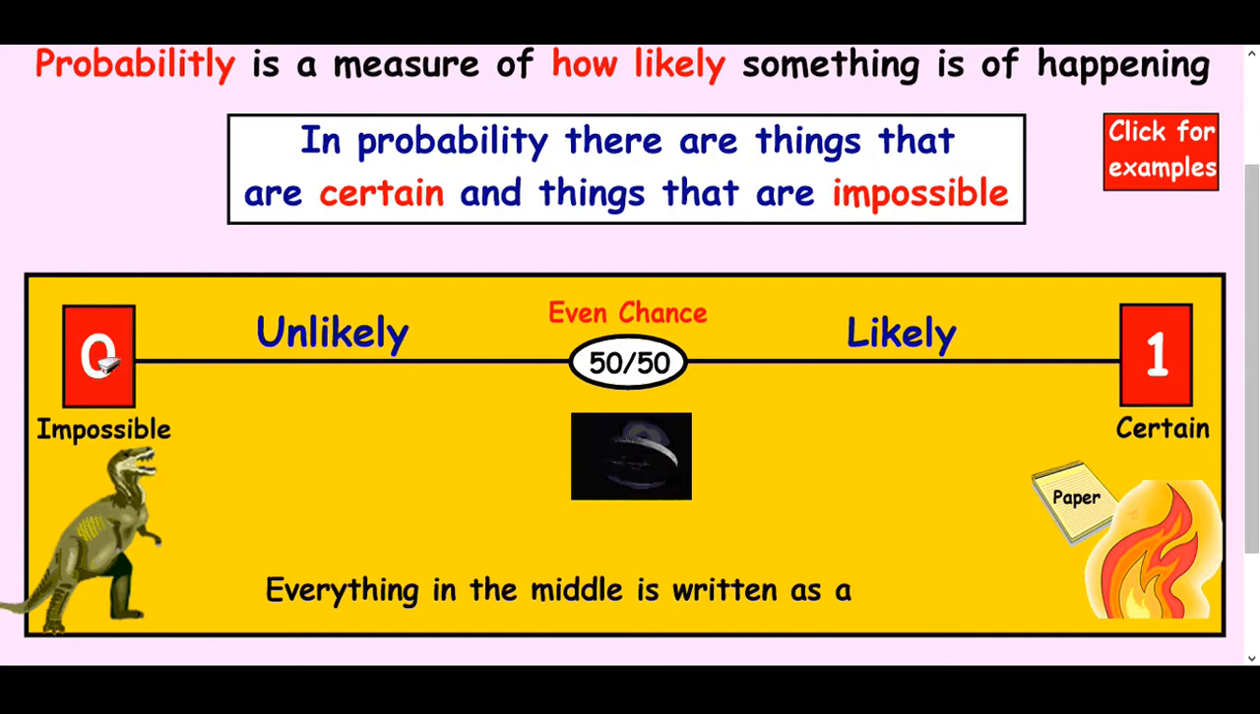Basically, everything in between 0 and 1 can be written as a number. I know I've got words here, but you can write things between 0 and 1, and they're usually written as fractions, decimals, or percentages. Usually fractions in this case, but we can go into decimals and percentages absolutely fine. For example, 50-50 is right in the middle of 0 and 1, so that would be like 50% or 0.5 or 1 over 2. That's what that would be denoted as.